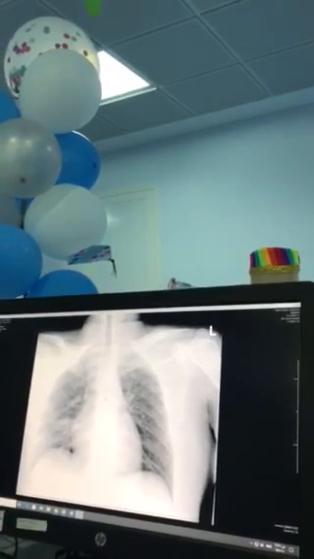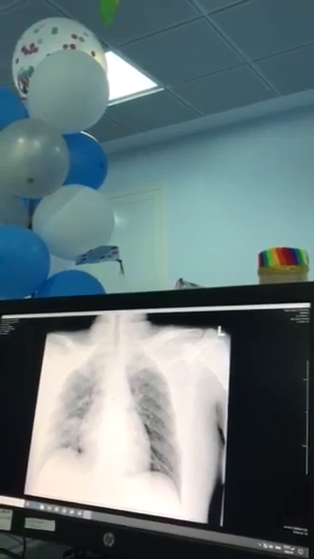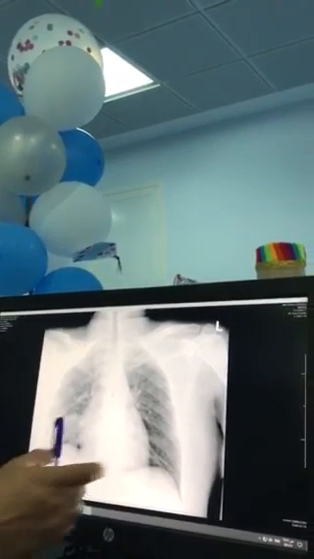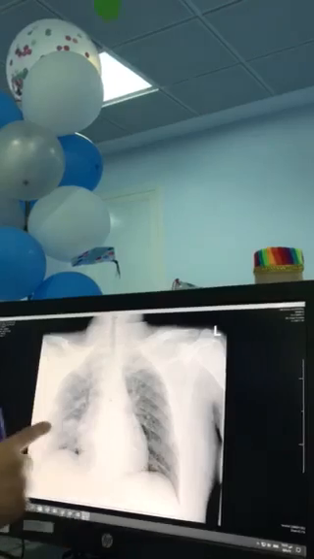Then you will comment on the cardiac shadow. Okay, you comment on cardiac shadow, cardiac size. Okay, it should be less than 50% of the total.